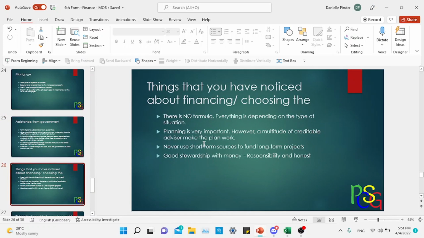So what I wanted to also look at is that there is no formula to finances or how to get finances, that every single thing depends on the type of situation you are in, right?